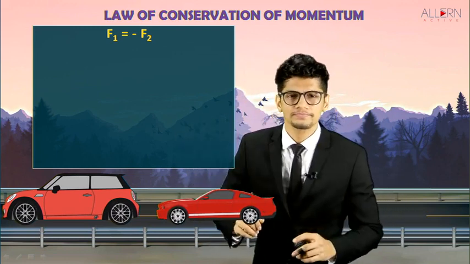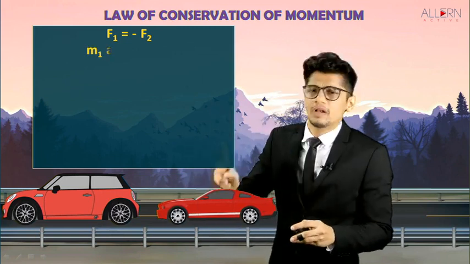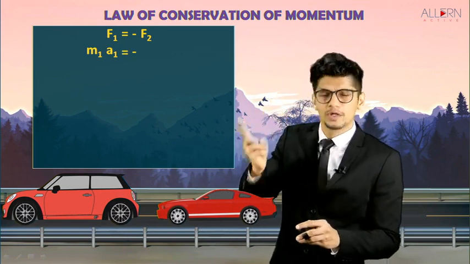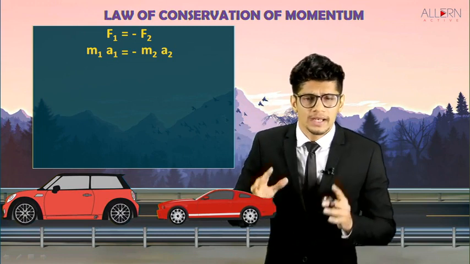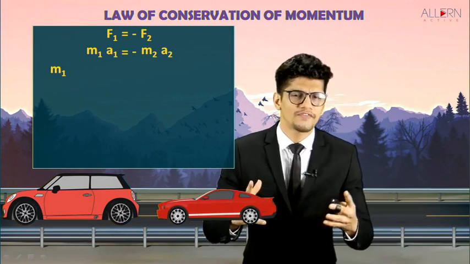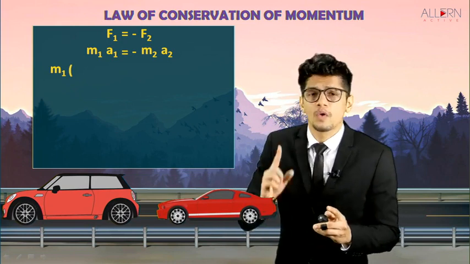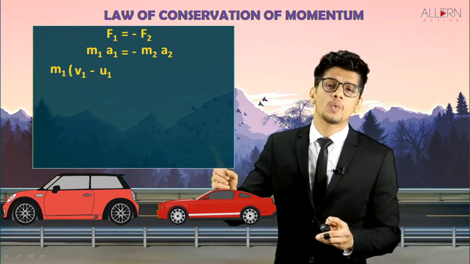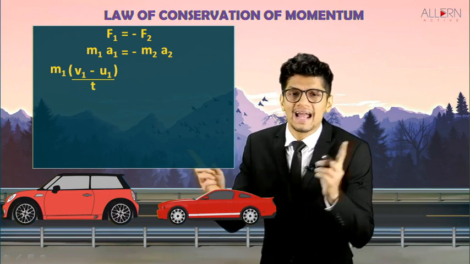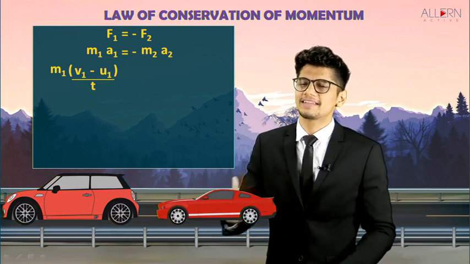Now let's come here. We know the formula of force, right? Force is equal to m into a. So F1 will be equal to m1 into a1, which will be equal to minus F2, right? So it becomes m2 into a2. Now we'll keep m1 as it is. But we know we have a formula for acceleration, that is (v minus u) upon t. So instead of a1, we'll write (v1 minus u1) upon t. Now why don't we write t1? Because we know that the forces act simultaneously. That means the time of collision for both of them is the same. That means t1 is equal to t2.